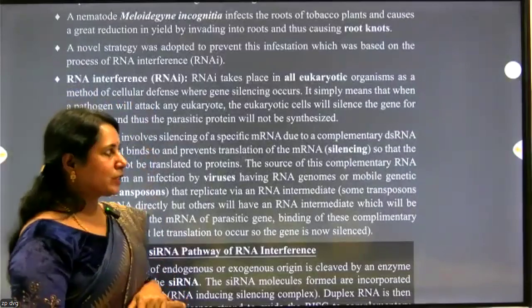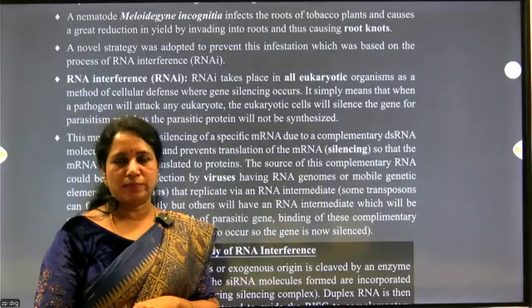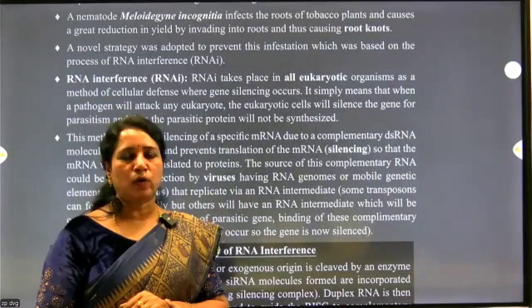RNA interference actually is a natural phenomenon of a defense mechanism. It is present in all eukaryotic organisms.